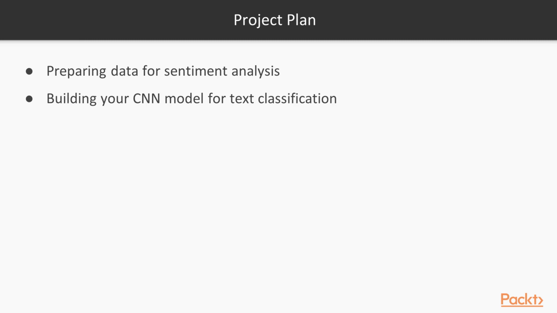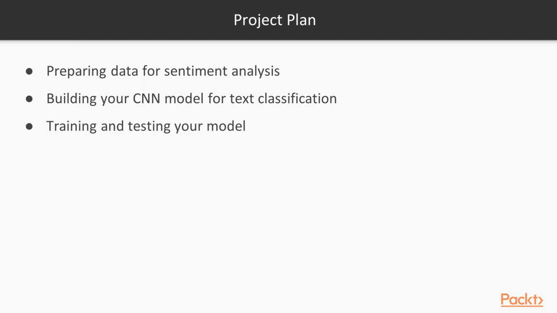Then we will learn how to build a convolutional neural network for text classification. There are a couple of things you need to be aware of about that. We'll use so-called word embeddings here, a recent invention that allows us to get really nice results.